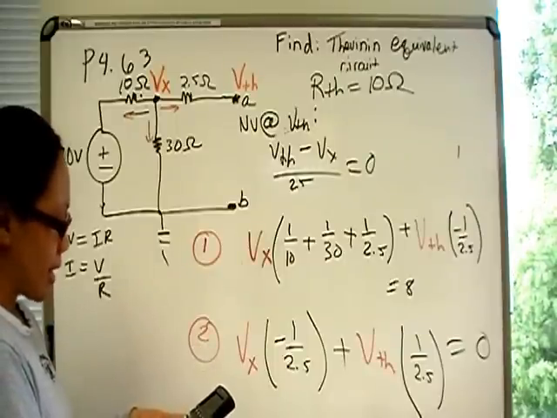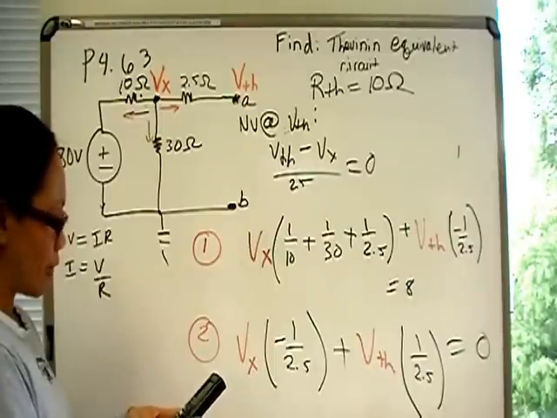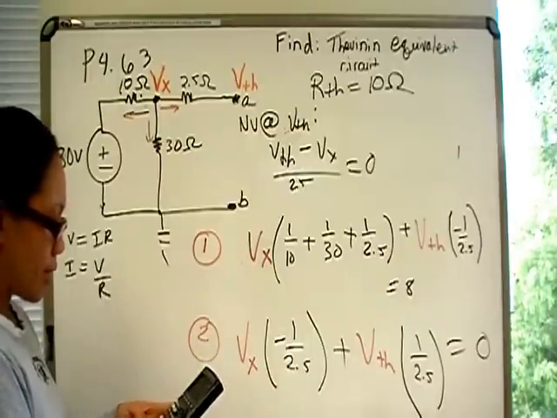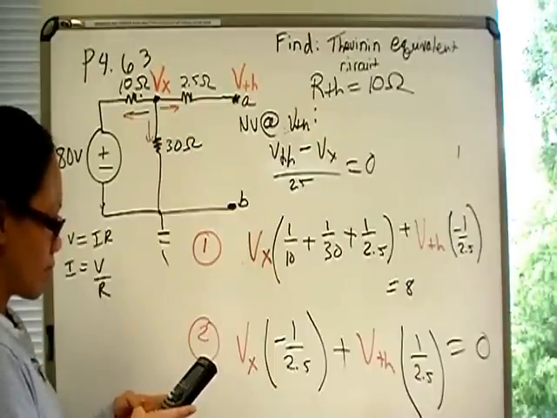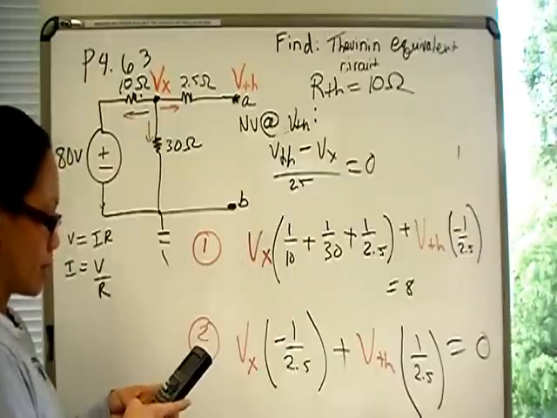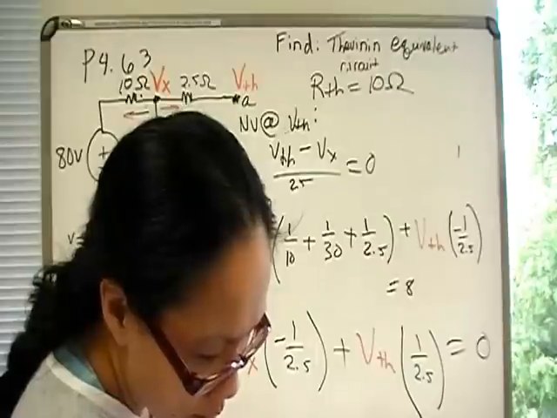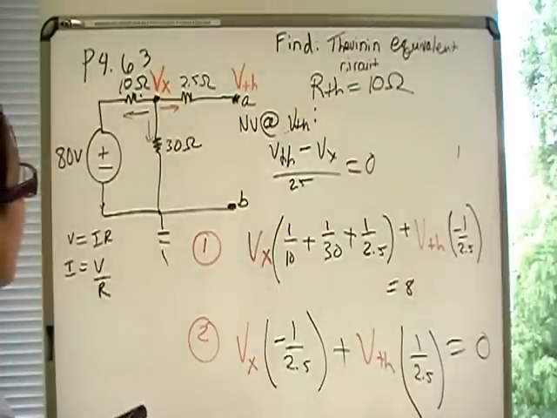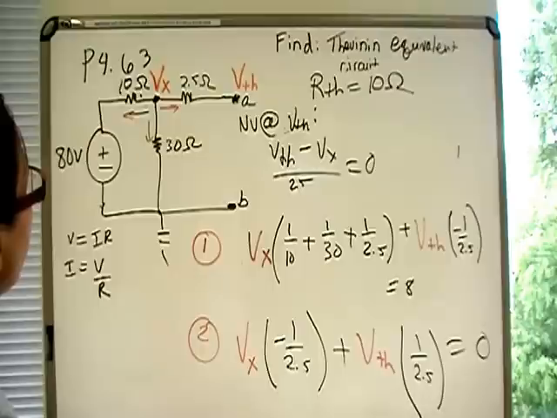1 divided by 10 plus 1 divided by 30 plus 1 divided by 2.5. Enter. Negative 1 divided by 2.5. Enter. Then -1 divided by 2.5. And then 1 divided by 2.5. 0. And then F5 to solve. And I might have made a mistake here. So I have an error in my node voltage equation somewhere.